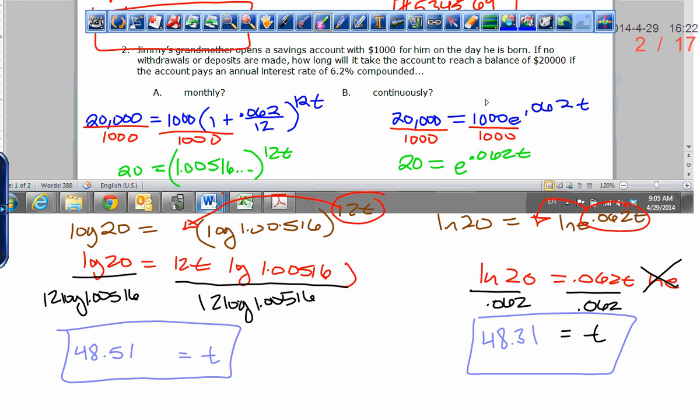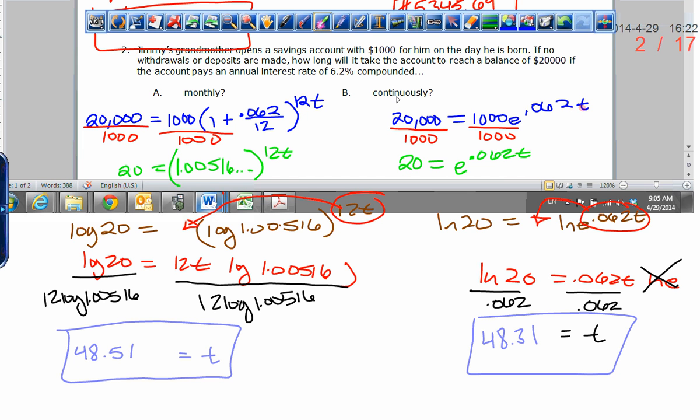Okay, so let's go ahead and take some time to go over this. We're comparing two different bank accounts that we want to get to 20,000. So that's why they both equal 20,000. We're both starting off at 1,000. Now for the continuous one, just like number 1, we're going to have e to the 0.062, that's our interest rate, 6.2%, and then times t. For the monthly one, since our n, 12, is the number of times we're compounding per year, that's why there's 12 in the denominator and 12 there. We still don't know the time for either of them.